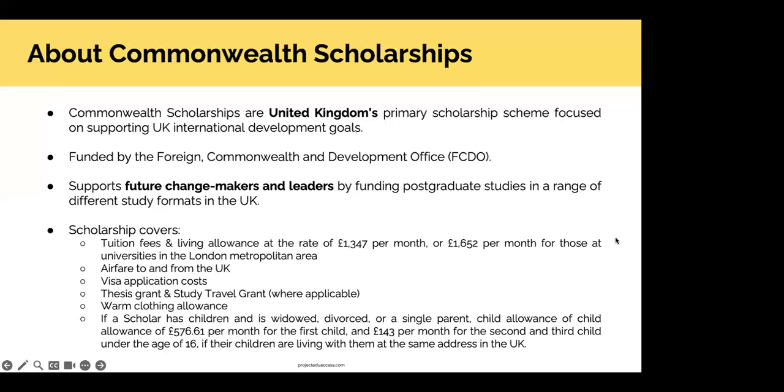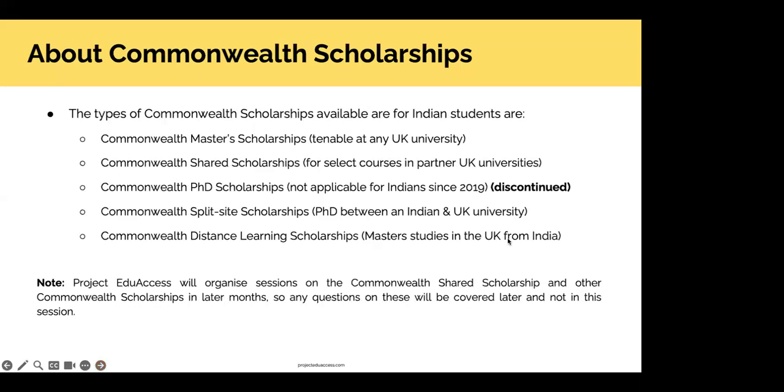The scholarships also cover your airfare to and from the UK. They also cover your visa application costs, your thesis grant and study travel grant wherever it is applicable. They give you a warm clothing allowance, which may vary as well, but for the Commonwealth Master Scholarship this year, this allowance was about £500. If a scholar has children and is widowed, divorced, or a single parent, a child allowance of £576 per month for the first child and £143 per month for the second and third child under the age of 16 is available if their children are living with them at the same address. We can move on to the next slide.